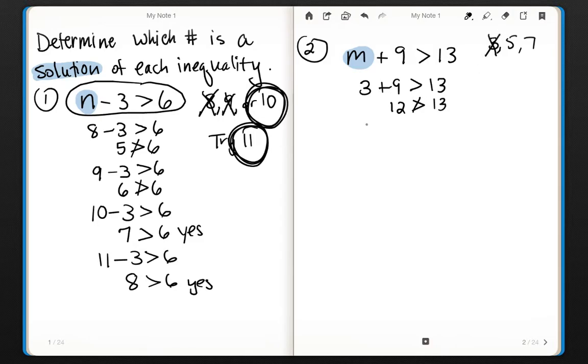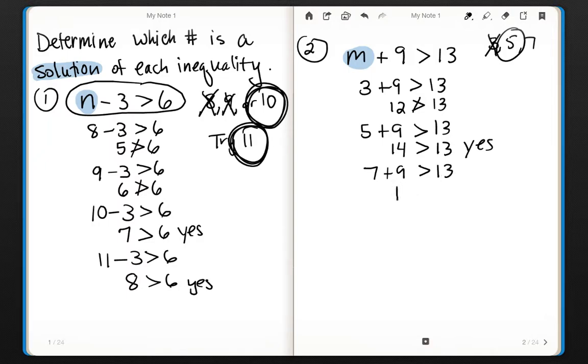Let's try it with 5. 5 plus 9 is 14. Is 14 greater than 13? Yes. So that means 5 was a solution. Now we'll do a 7. 7 plus 9, is that greater than 13? Yes, 16 is greater than 13. So there were 2 that worked. Now, are there more than 2? Absolutely. There's a whole bunch. Okay, I'll have you practice that some more in a minute.